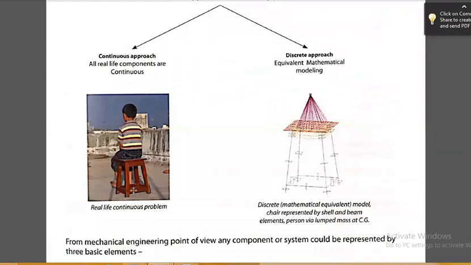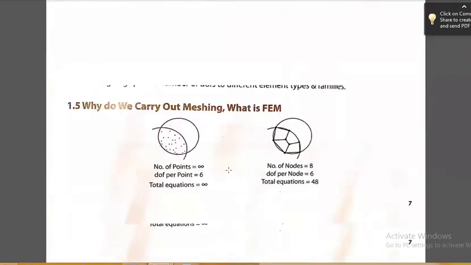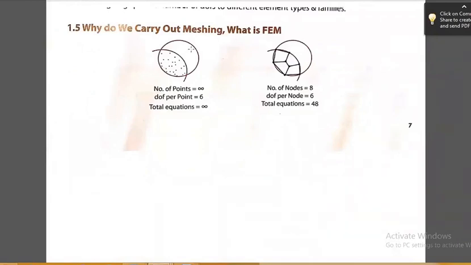Now why is this needed? Why do I need to discretize the real life continuous problem? So let us see why discretization is required. Why do we carry out meshing, or why do we carry out discretization? So what is FEM? Now this is your continuous problem. In this case, continuous problem means there are an infinite number of points, because there is no gap between two points. Such an entity is called a continuous problem, a continuous object. For this continuous object, the number of points is infinite.